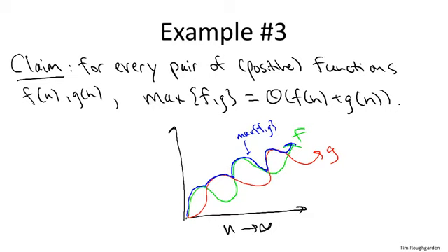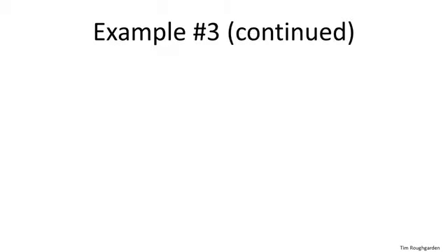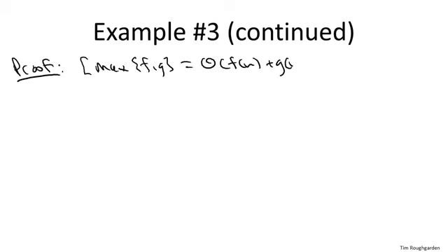Let's now turn to the proof of this claim, that the pointwise maximum of two functions is theta of the sum of the two functions. Let's recall what theta means formally. It means that the function on the left can be sandwiched between constant multiples of the function on the right. So we need to exhibit not only n naught, but also two constants, a small one c1 and a big one c2, so that the pointwise maximum of f and g, whatever they may be, is wedged in between c1 and c2 times f of n plus g of n, respectively.